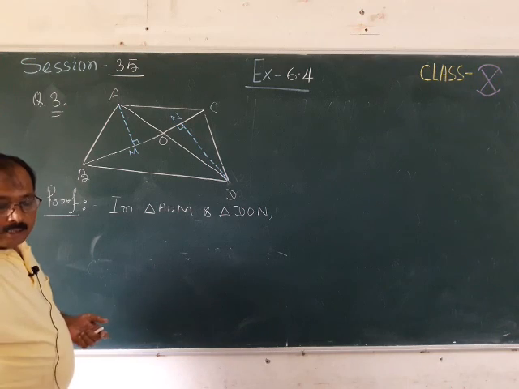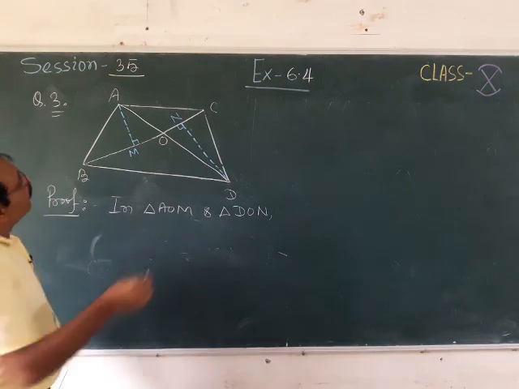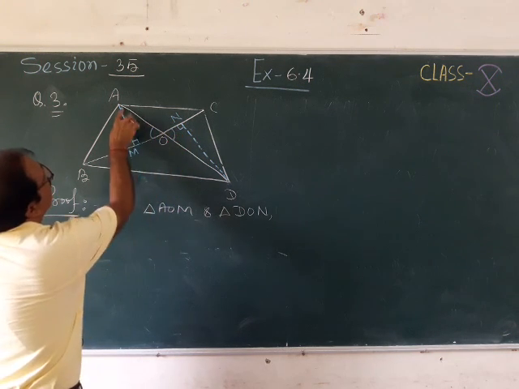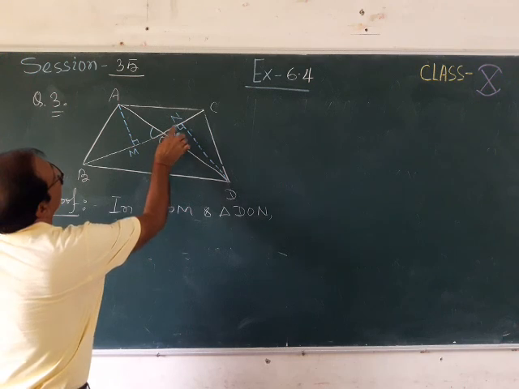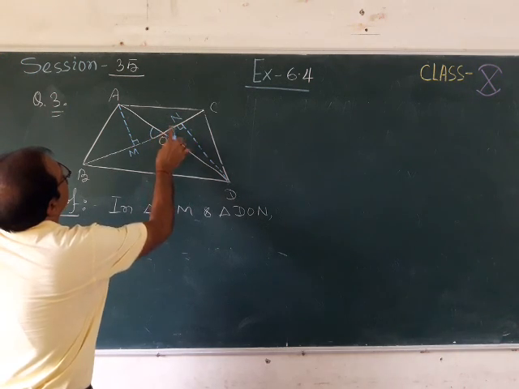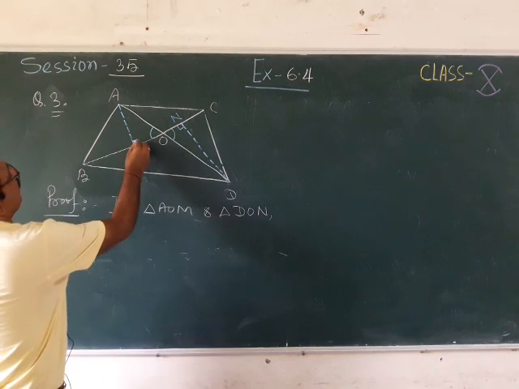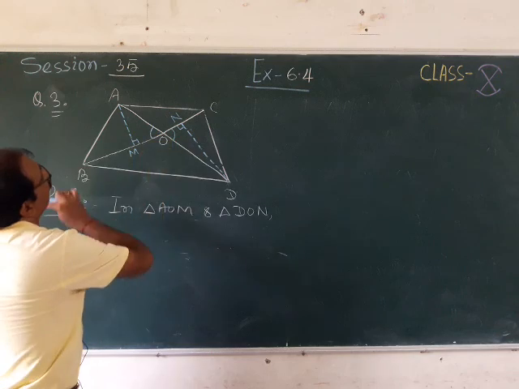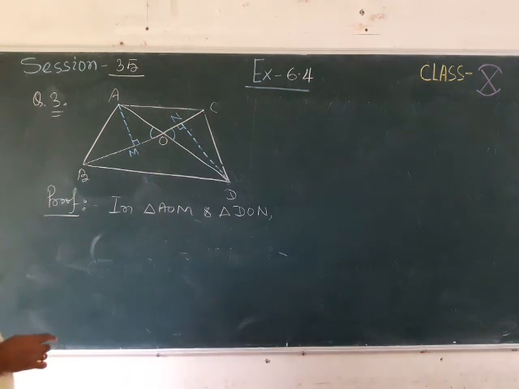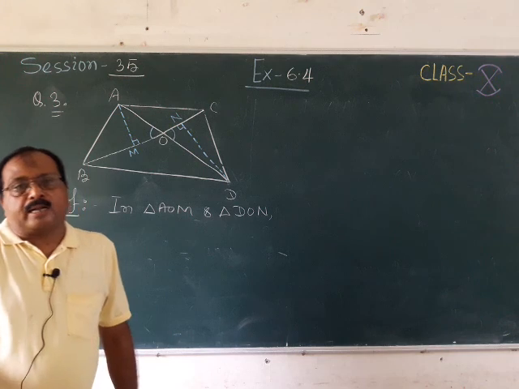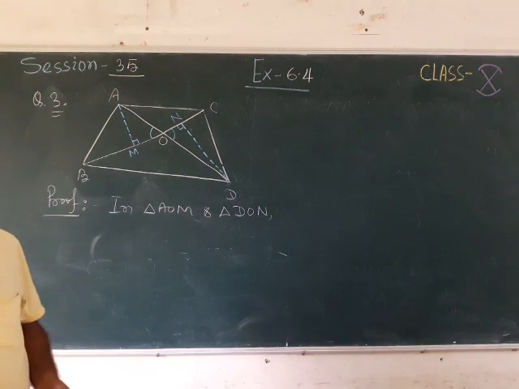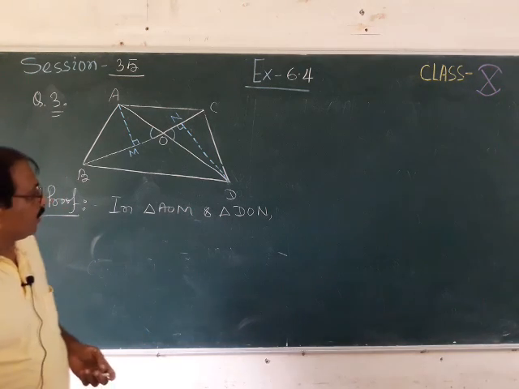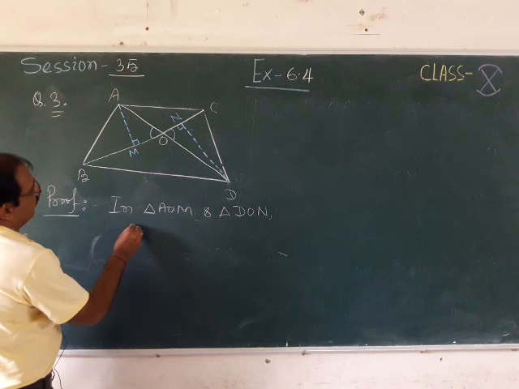You can see these two angles, AOM and DON. Both the angles are equal. And you can see the second angle, angle AMO is equal to angle DNO, because both are 90 degrees. So if two angles of two triangles are equal, the third angle will automatically be equal too. What can we say right here?